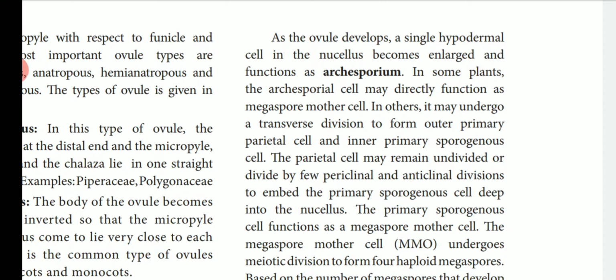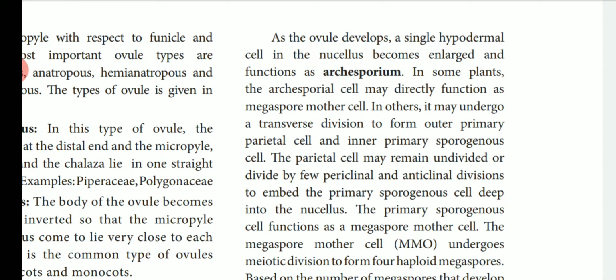In other cases, the archisporium undergoes transverse division and forms 2 cells: an outer primary parietal cell and an inner primary sporogenous cell. The parietal cell mostly remains undivided. In case it divides, it divides by 2 divisions, already told in the microspore, that is periclinal and anticlinal, that is parallel division and vertical division, to embed the primary sporogenous cell deep into the nucellus.